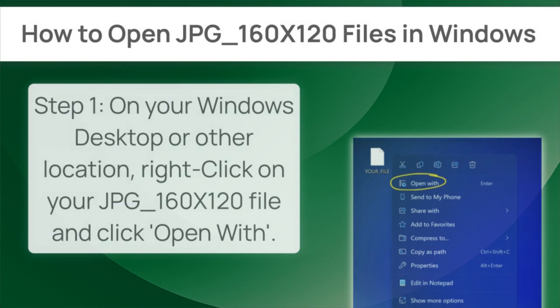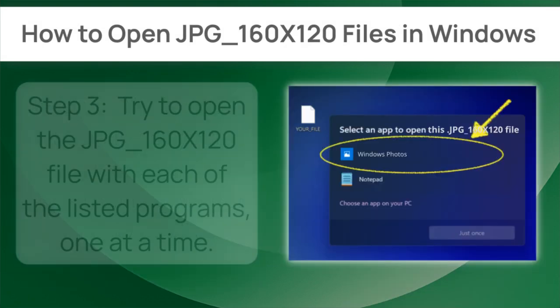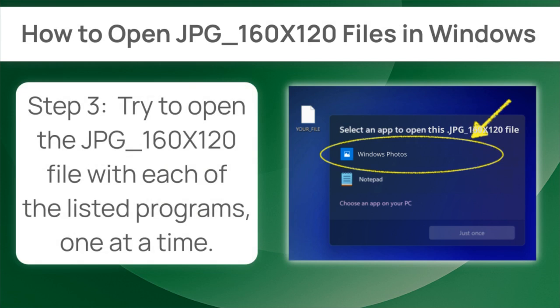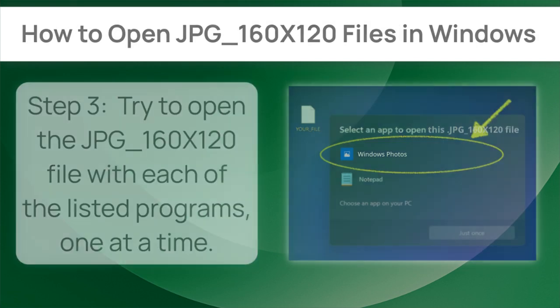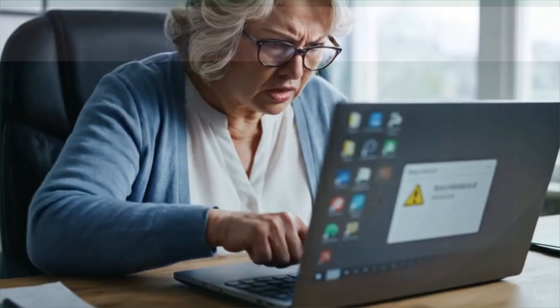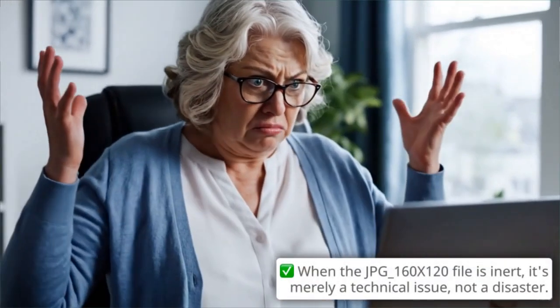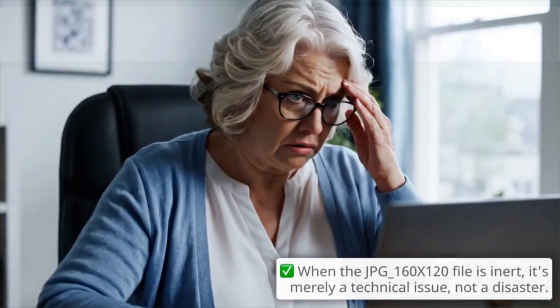Right-click your JPG 116UX120 file and select Open With. If Windows Photos is installed, test that now. If not, choose another program. We need to check every possibility. If the JPG 116UX120 file is still refusing to open, it's expected. It's typically one of three basic reasons. Here's a simple breakdown of the common culprits and how to check them.